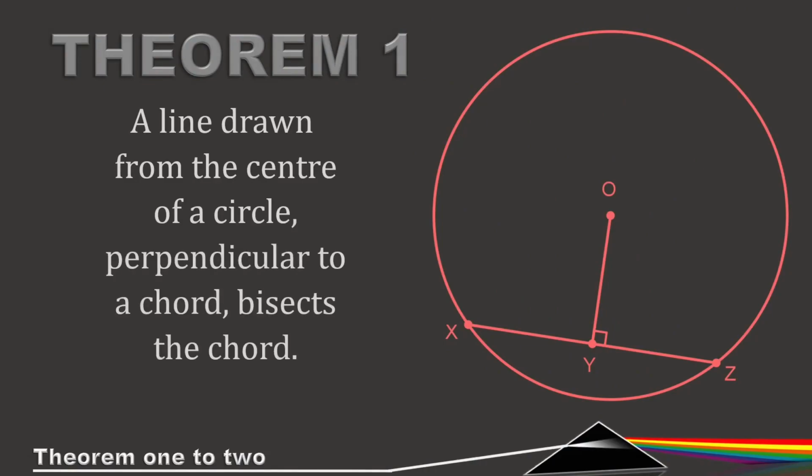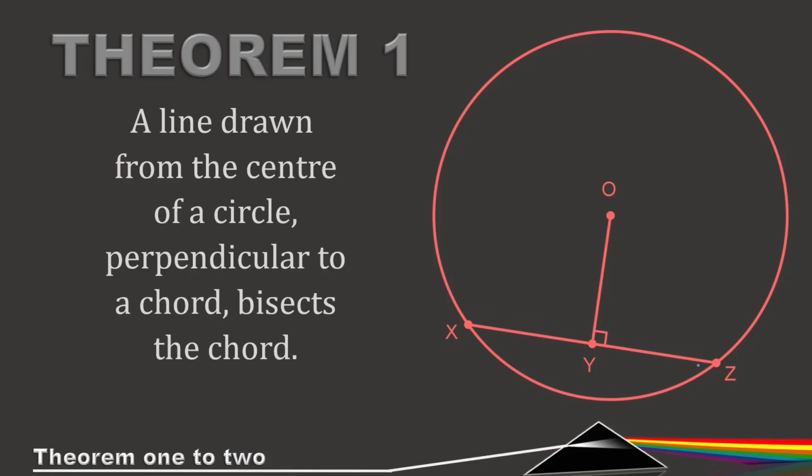Okay, so for Theorem 1, it says that a line drawn from the center of a circle perpendicular to the chord bisects the chord. Now, to understand what's going on here, let's say you are given a circle, and the only thing that you are given about the circle is that O is the center, and then there's a chord drawn in the circle, and the chord can be anywhere, any length, anywhere in the circle, as long as it touches the circle at 2 points. Now, the only thing they tell you is to draw line OY, but you must draw it in such a manner that OY is perpendicular to XZ.